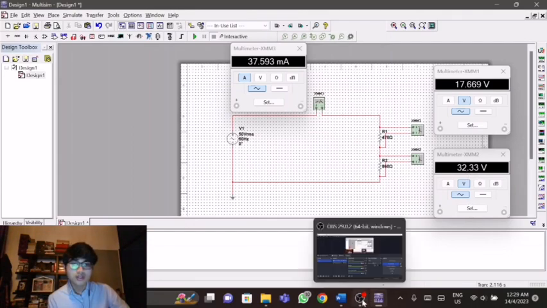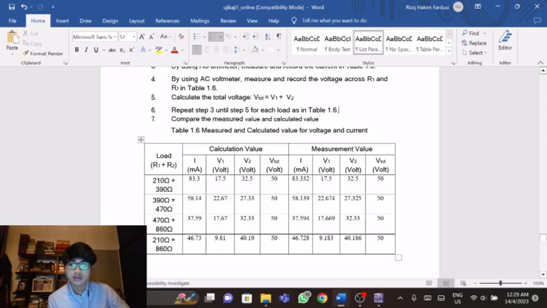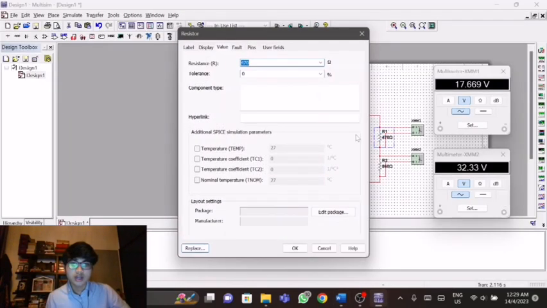Okay, so the last one is 210, and we only have to change R1 because the R2 value is the same.